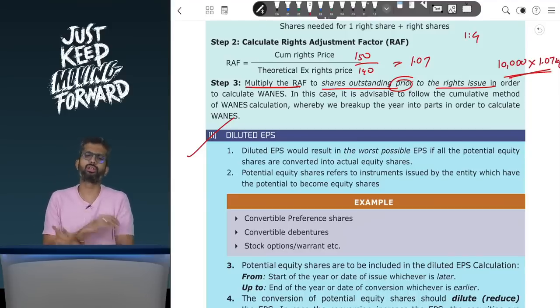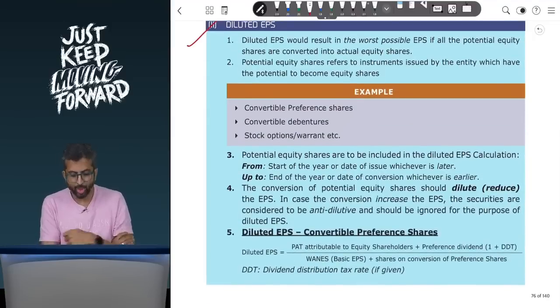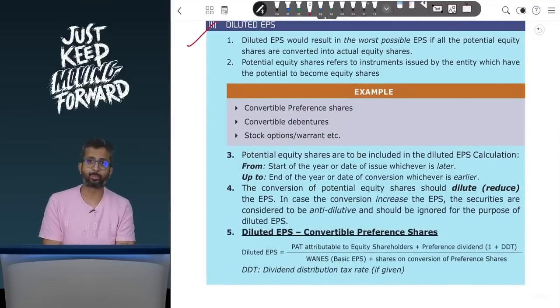So when you take diluted EPS, what do you say? Well, what if these potential equity shares like convertible preference shares get converted? In which case, what will be my EPS? Well, in such a case, I will start with the basic EPS and I will say that if these preference shares were converted, then I don't have to pay them preference dividend. So in the numerator, I will add back preference dividend.